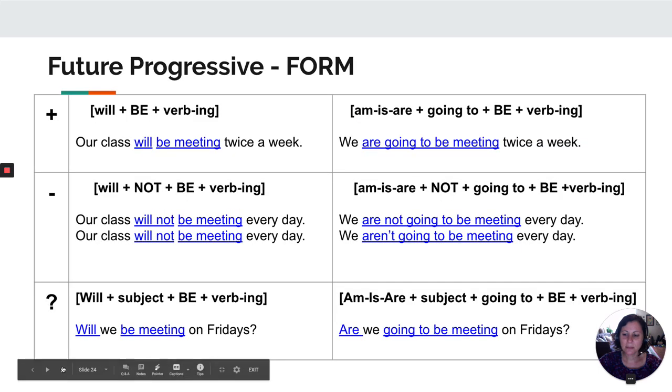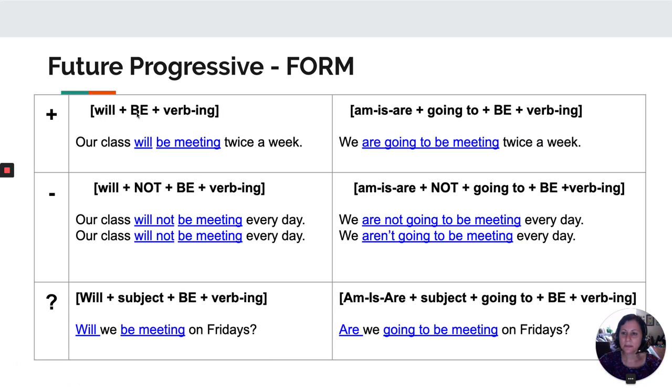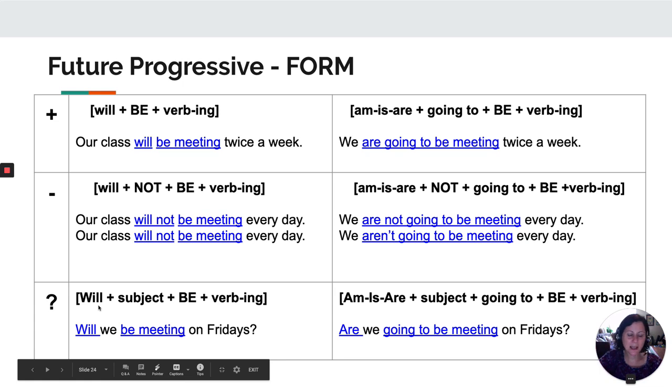The last thing I want to talk about is future progressive. It's not as common in English, but I'll briefly go over it. It's will, be, and the ing verb. Our class will be meeting twice a week. Or am, is, are, going to, be, and the ing verb. We are going to be meeting twice a week. You add not, our class will not be meeting every day. Or you can add not here, we are not going to be meeting every day. And then to make a question is the same as the simple future. Will we be meeting on Fridays? Are we going to be meeting on Fridays?